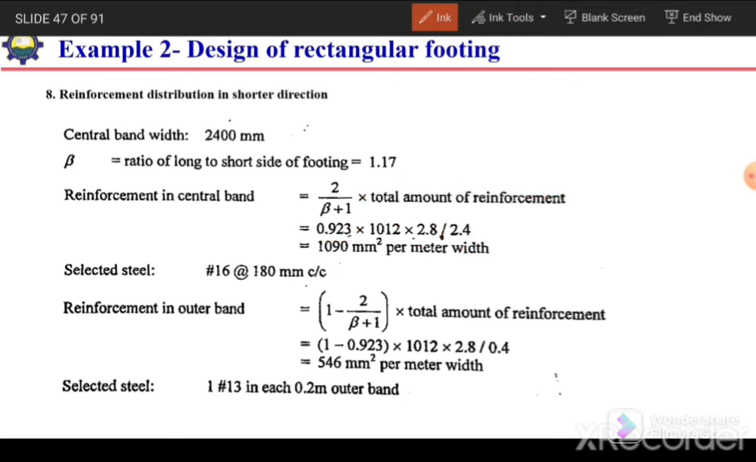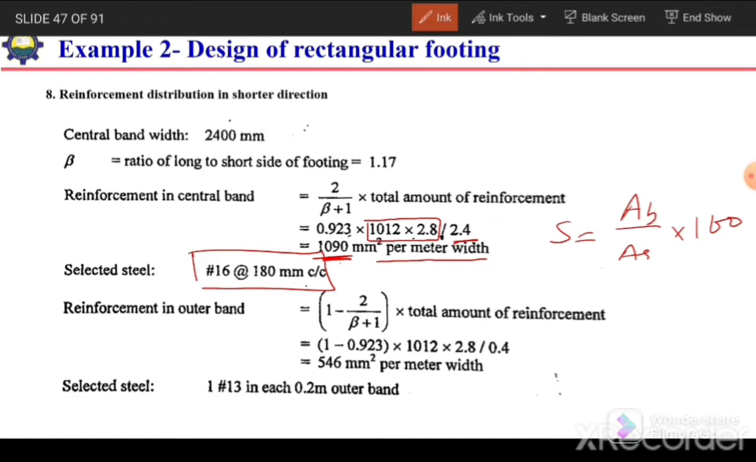So here this factor is to calculate the total reinforcement in the shorter direction, and then we divide it by 2.4, the width of the central band, to calculate the reinforcement that needs to be provided in the central band per meter width. Once we have this reinforcement per meter width, we can calculate the spacing, which will be equal to area of bar divided by area of steel multiplied by 1000. From here we can calculate the spacing of the bars and the diameter of the bar. So this is the reinforcement that needs to be provided in the central band.